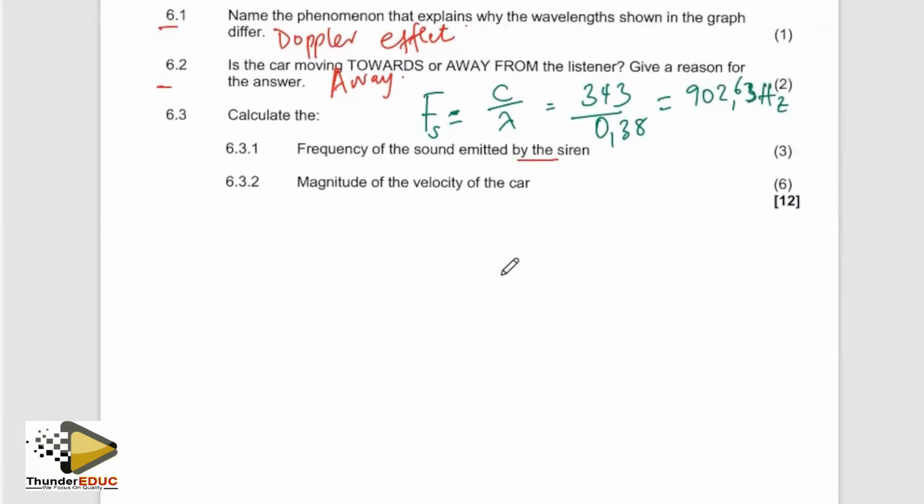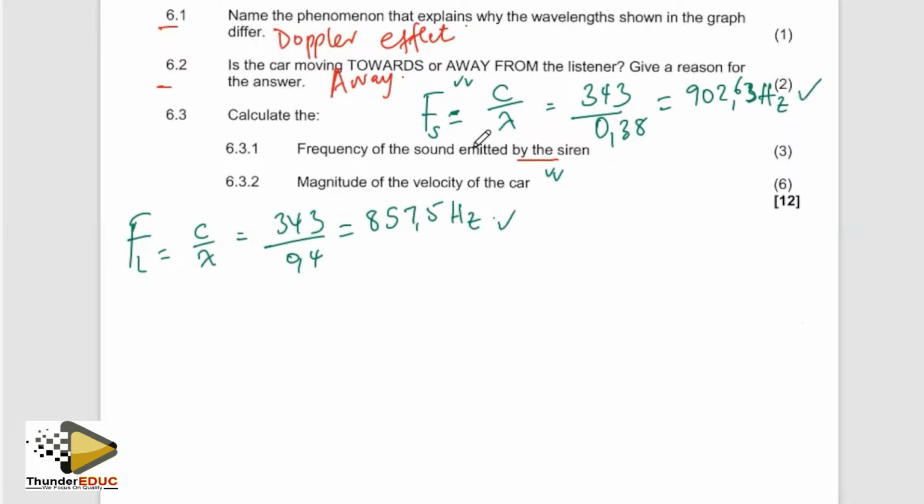And then 6.3.2, they want us to get the magnitude of the velocity of the car. Now, since we have the frequency of the source, we can also get the frequency of the listener using the same approach. So 343 divided by 0.4 is going to give me 857.5 hertz. So I have the frequency of the listener, and I have the frequency of the source.